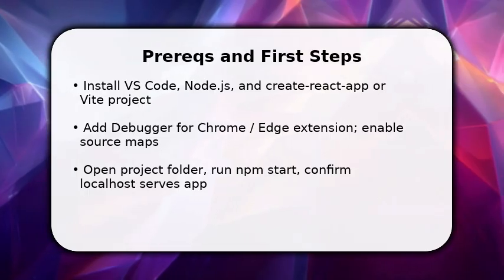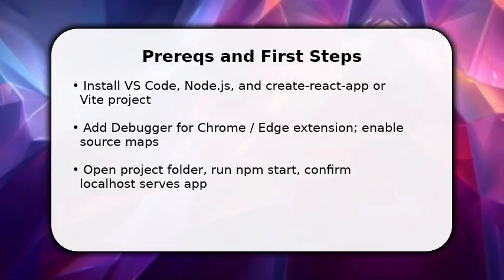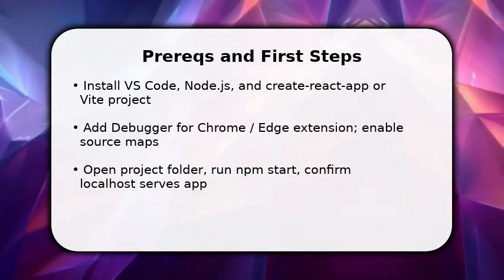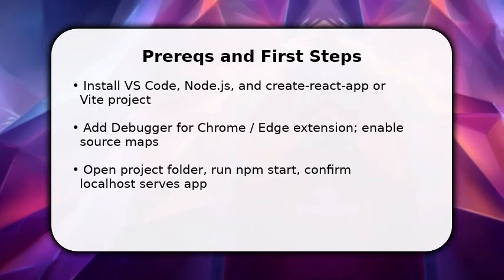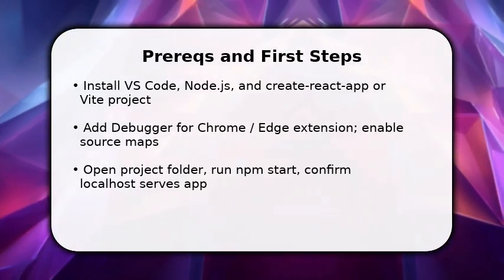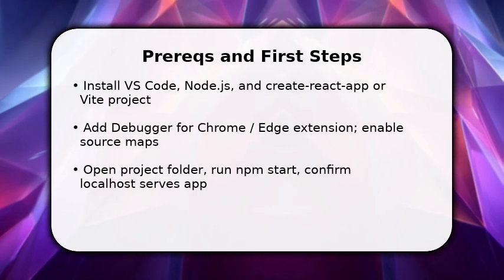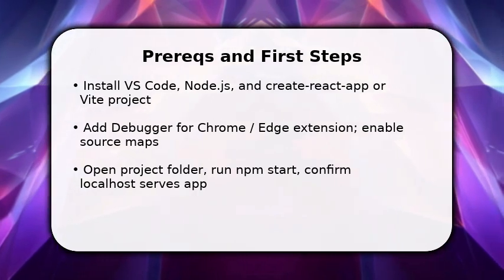Make sure the dev server runs with npm start or yarn start and that you can open the app in the browser. Then create a .vscode/launch.json and choose a Chrome or Edge attach/launch configuration so you can connect the editor to the running app.